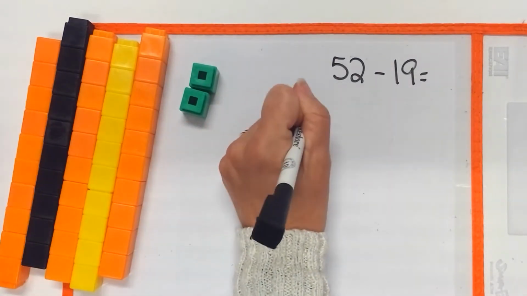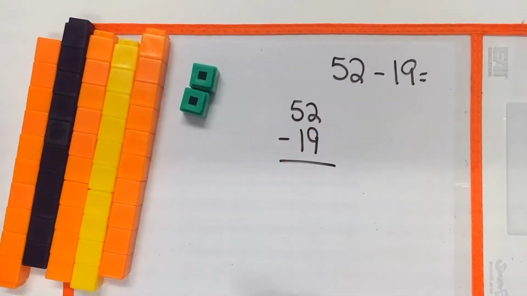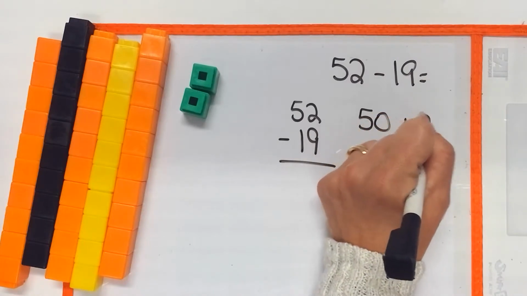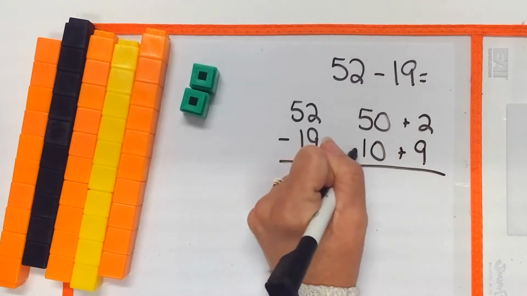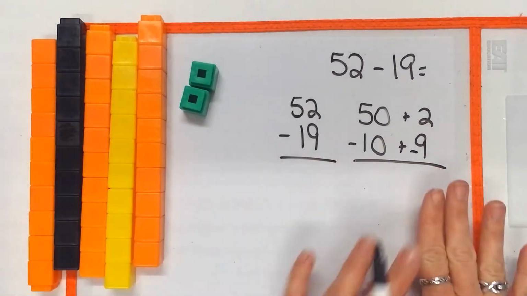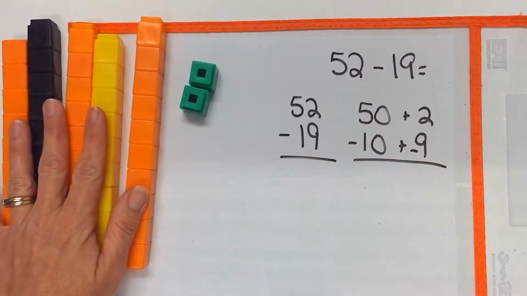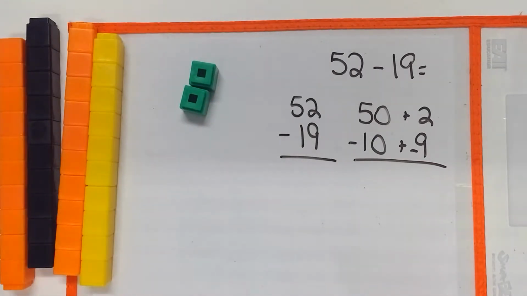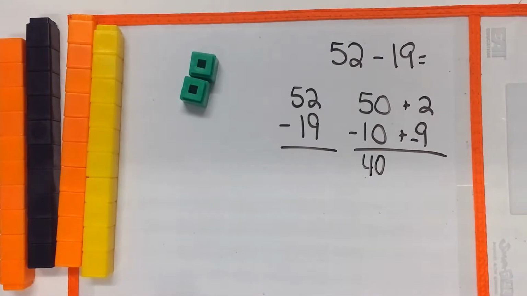When we would work with partial differences, this is basically just taking our numbers, putting them into expanded form, 50 plus 2 and 10 plus 9, and then subtracting these two parts. And I'm going to work through it concretely as well as model what's happening abstractly for the students. So here I would take away the 10, so I would remove the 10 that I have here, and I'm going to show that happening abstractly as well.